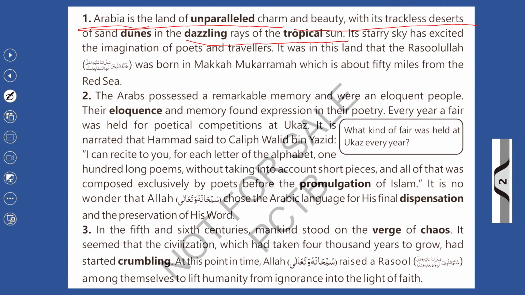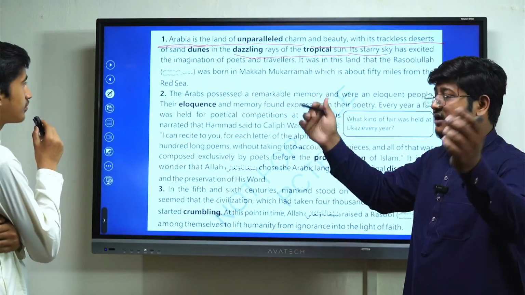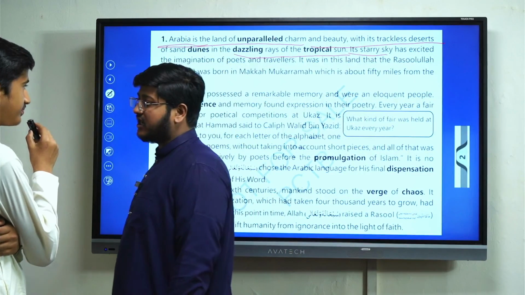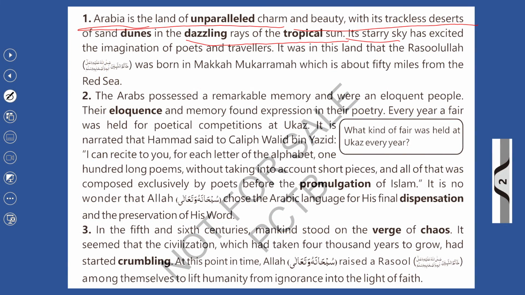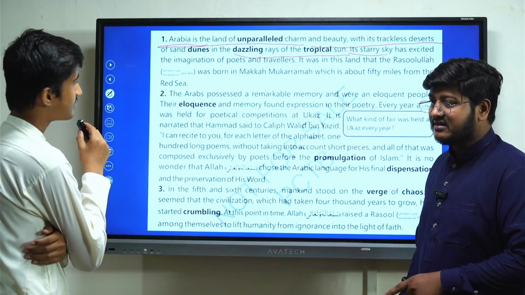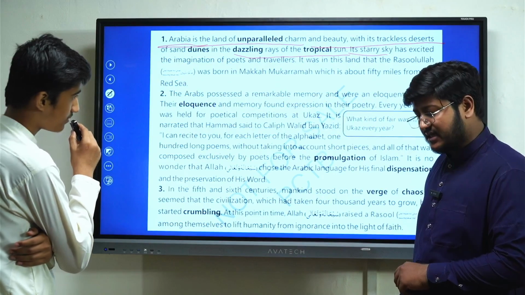Let's move further. Its starry sky has excited the imagination of poets and travelers. Starry is a word which comes from star. Starry sky, a sky full of stars. Travelers. So what is the meaning of these lines? Is there anybody who can translate these lines for us? Hence you have to learn how to translate. You don't have to memorize the translation. Is that clear? Yes, what about this?